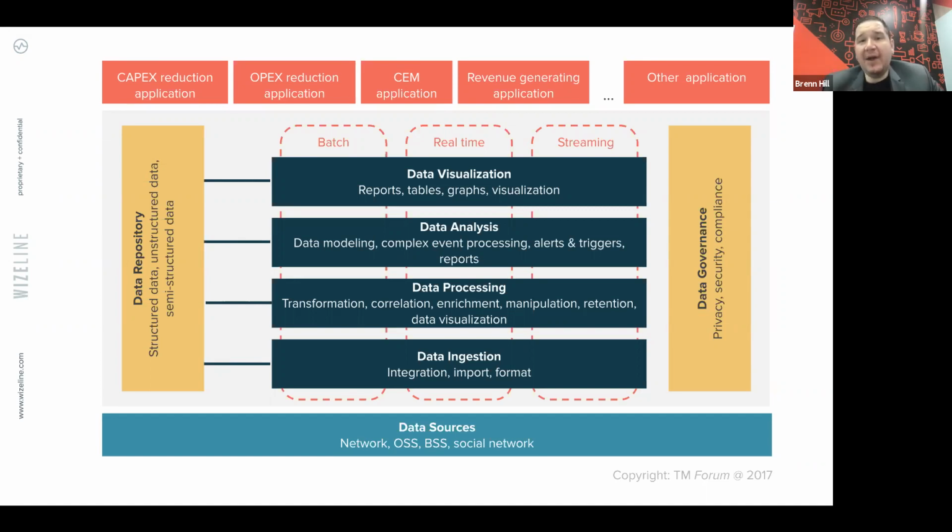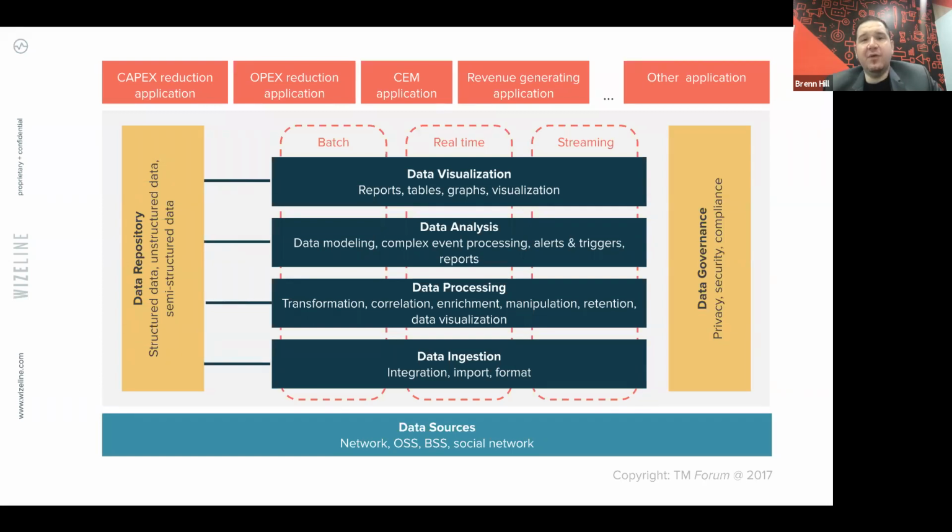Now, wrapping all of that on the right, as you can see, is your data governance. How do you keep that data private, secure? How do you keep in legal compliance, depending on the industry you're in? Like if you're in healthcare, there are tremendous regulations in most countries about how you store and deal with that data. And then as you can see in the middle, you'll see batch, real-time, and streaming.